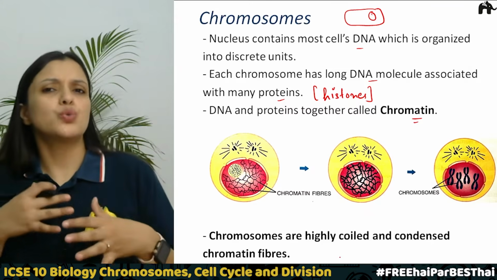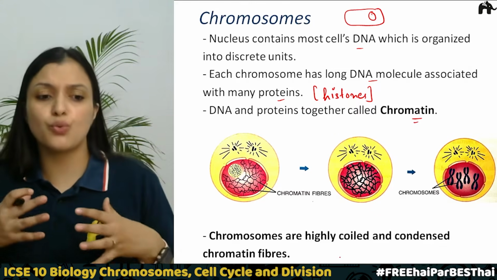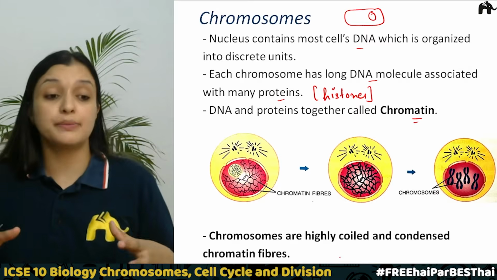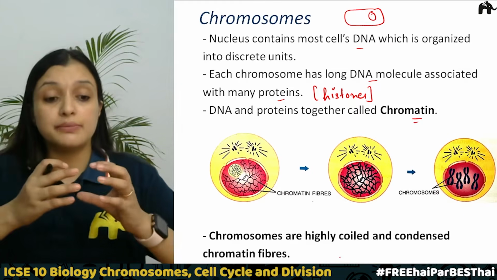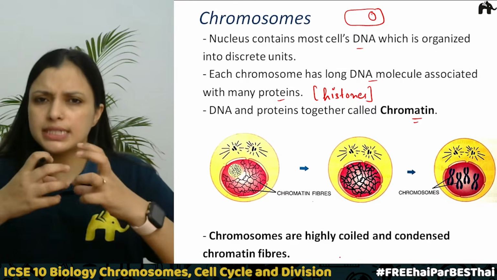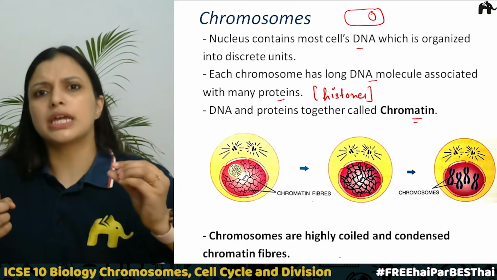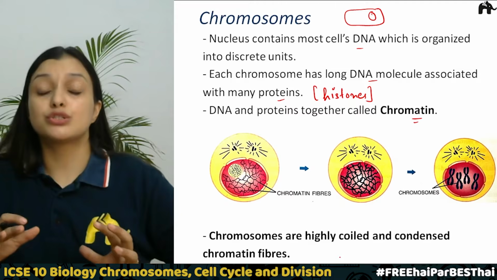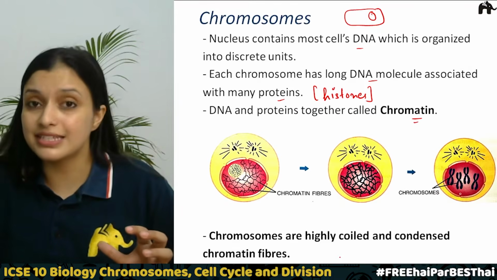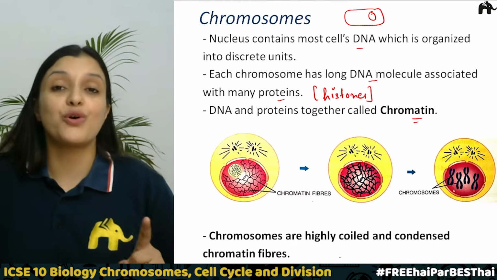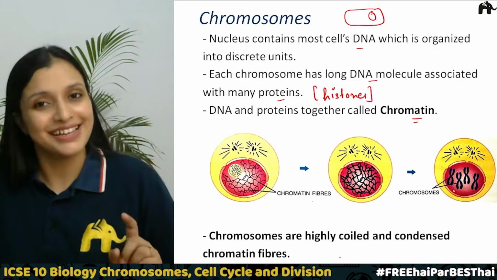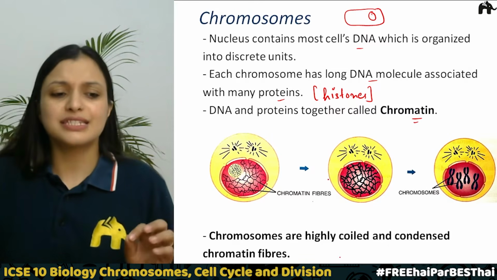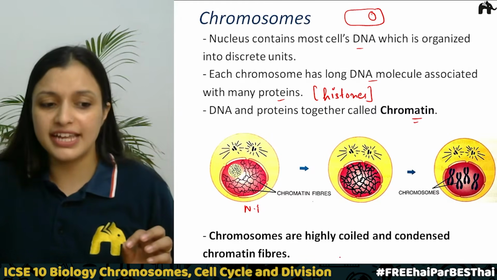Now coming to when the cell starts dividing, what happens at that point of time? The chromatin material starts to condense, it starts to thicken up and forms a particular structure which looks like this. And what are these called? These are called chromosomes. Fine. So simple. This is the non-dividing stage, right?